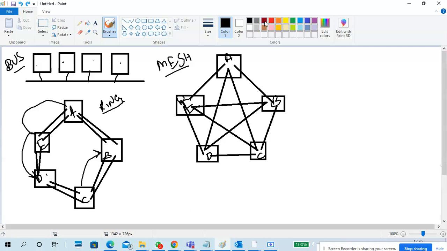What is the meaning of this redundancy? For example, if a wire is broken or a device is down in a single ring, we can't communicate further. Double ring is a little okay, but in a single ring, at least one side of communication will stop. But here, if this wire is broken, no problem. Only A to B communication stops, but the remaining communication goes on. For example, if D is down, no problem. A, B, C, E are communicating with each other.